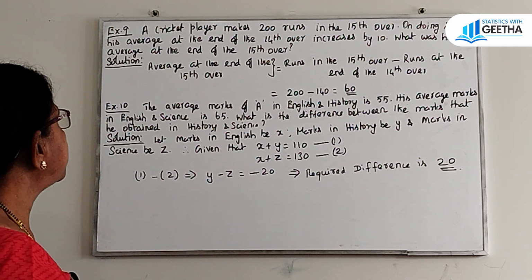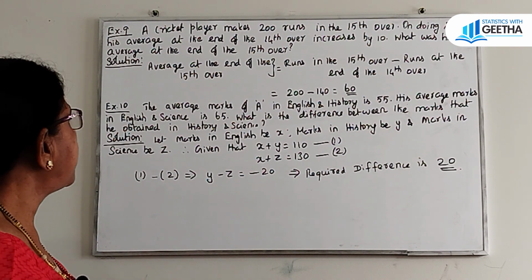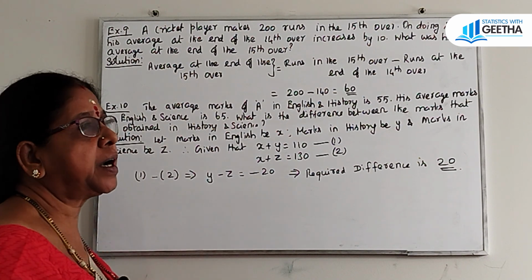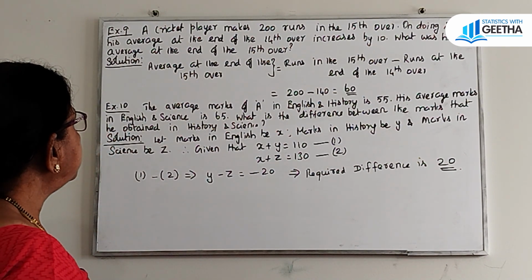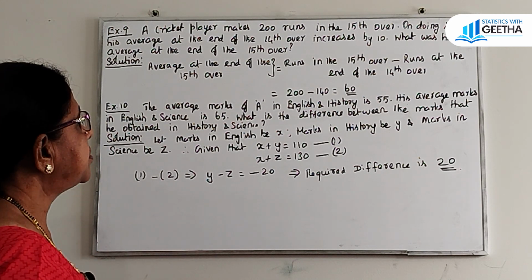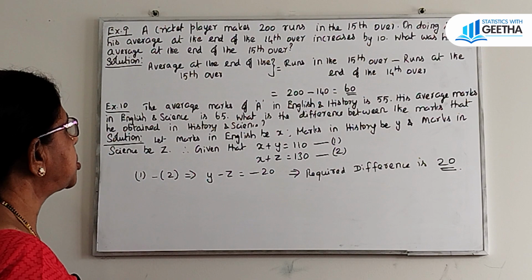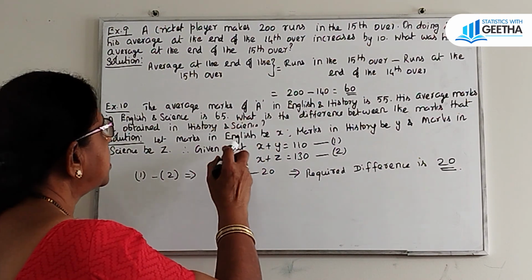அடுத்தது exercise number 10. The average marks of A in English and history is 55. His average marks in English and science is 65. What is the difference between the marks that he obtained in history and science? Now, சொல்யூஷன் பாருங்க. Let marks in English நம்ம x-ன்னு வச்சுக்கிறோம், marks in history-ஐ y-ன்னு வைக்கிறோம், marks in science-ஐ z-ன்னு வச்சுக்கிறோம். அப்போ கொடுத்துருக்கிற டேட்டாலேருந்து நமக்கு என்ன தெரியும்?